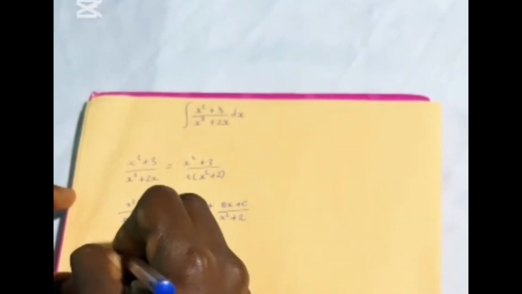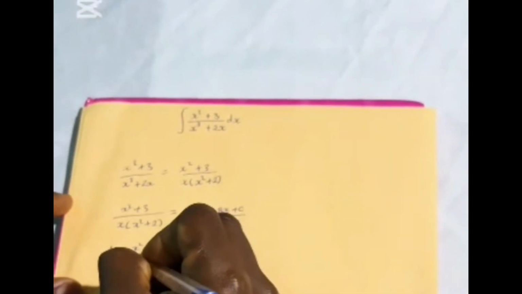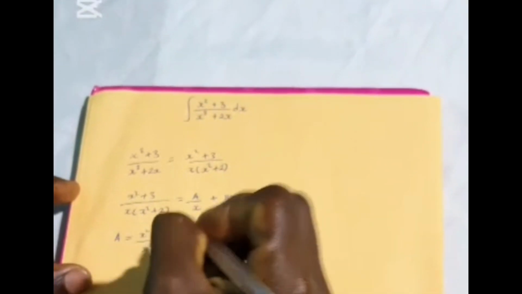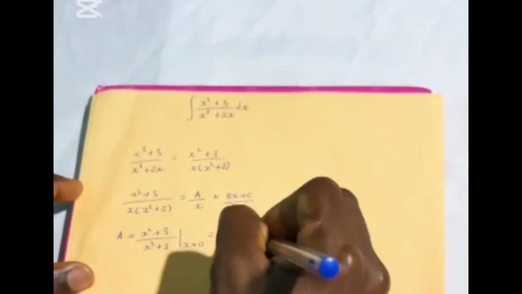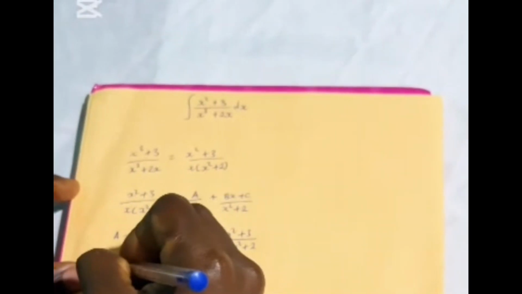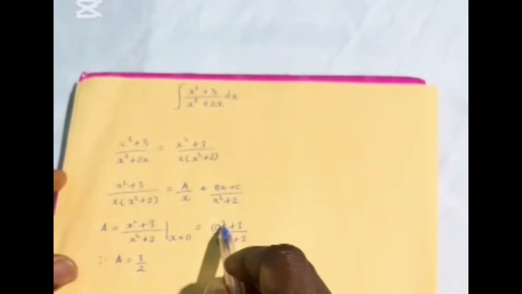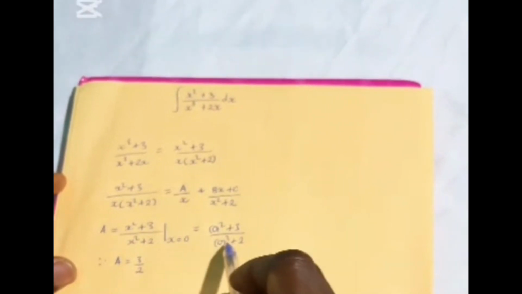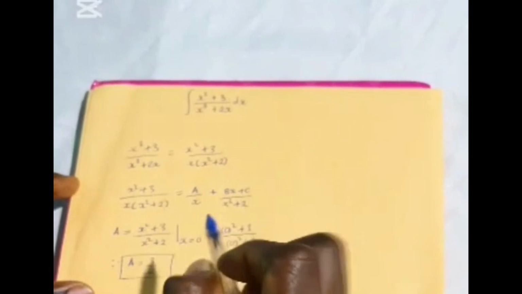That is, a equals x squared plus 3 divided by x squared plus 2 at x equals 0, which equals 0 squared plus 3 divided by 0 squared plus 2. So therefore our a equals 3 on 2, because 0 squared is 0 plus 3 gives us 3, and 0 squared is 0 plus 2 gives us 2. So our a equals 3 on 2.